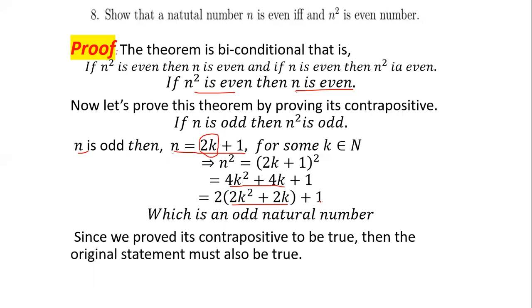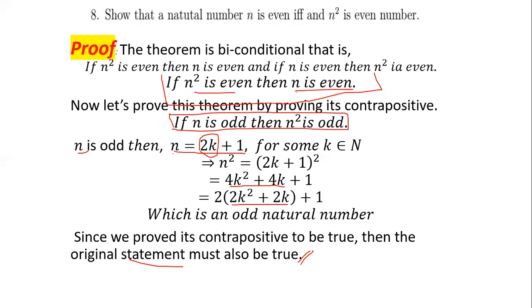So since we proved the contrapositive to be true, the contrapositive of this one, which is if n is an odd natural number, then n square is odd, is true, which is equivalent to this one, since this one is the contrapositive of the first one. Therefore, the original statement, if n square is even, then n is even, is also true, so that this would be the proof of this theorem.